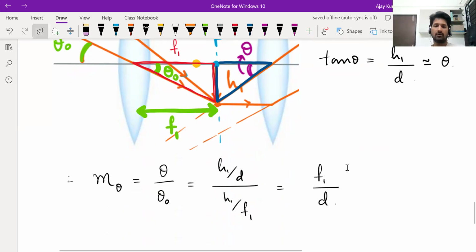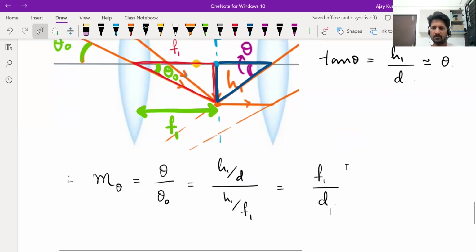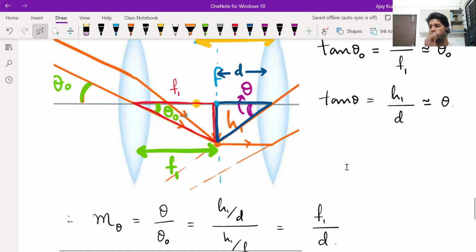This is the formula for angular magnification produced by a telescope like this, which makes use of two lenses, where small d is the distance of the first image from the second lens. You can call it the object distance for the second lens.